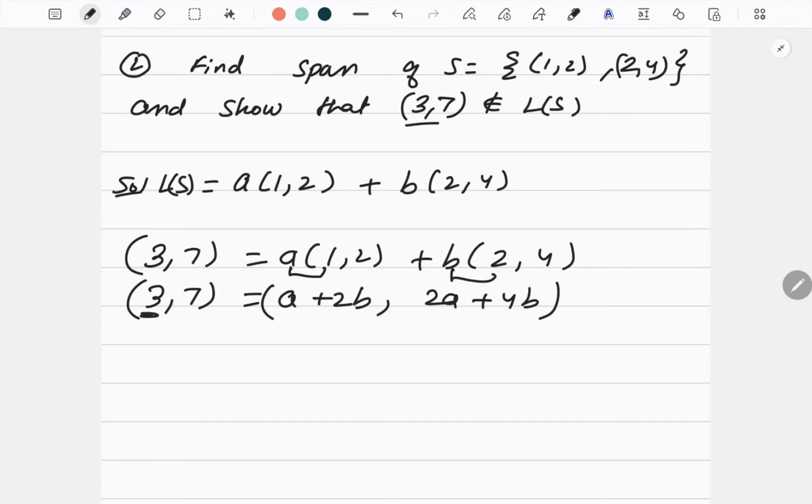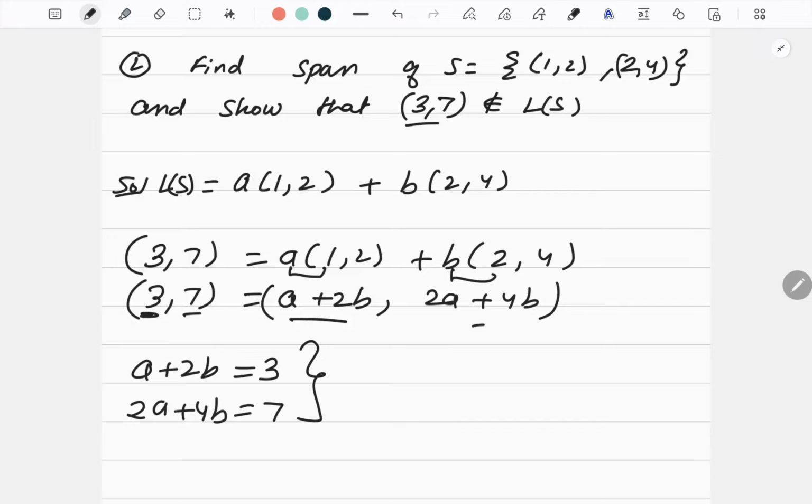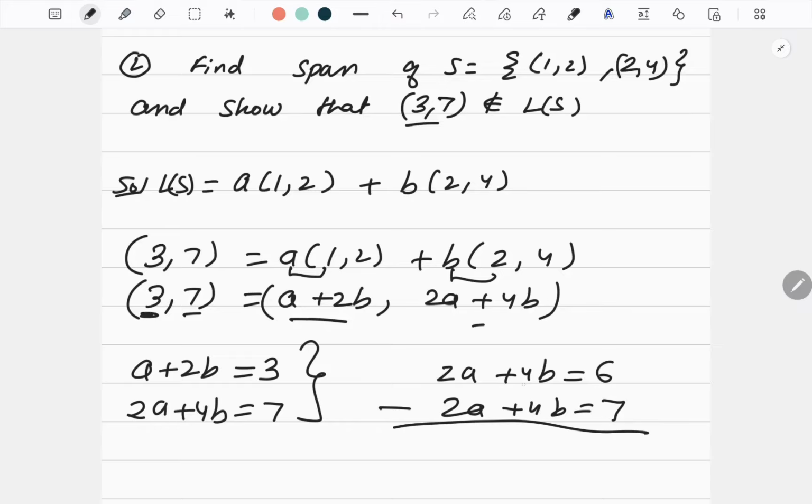Now two ordered pairs are equal if the first is equal and the second is equal. So A plus 2B is equal to 3 and 2A plus 4B is equal to 7. Now solve these two equations. You can use your calculator, or since it is two variables, you can easily solve. If I multiply the first equation by 2, 2A plus 4B is equal to 6, and 2A plus 4B is equal to 7. Subtract both equations, what are you getting? 0 is equal to minus 1.